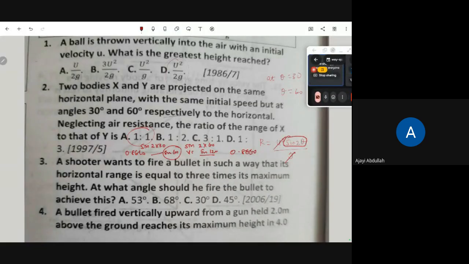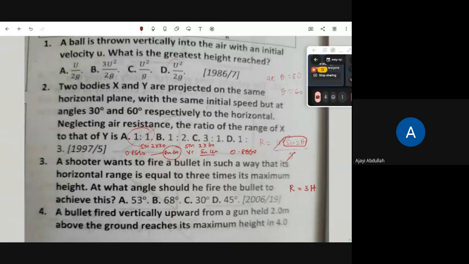A shooter wants to fire a bullet in such a way that its horizontal range is equal to 3 times its maximum height. I love this question. I have solved it countless times. A shooter wants to fire a bullet in such a way that the horizontal range is 3 times the maximum height. At what angle should he fire the bullet to achieve this?